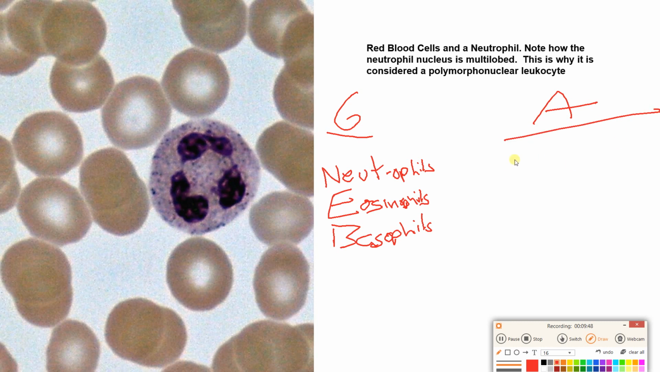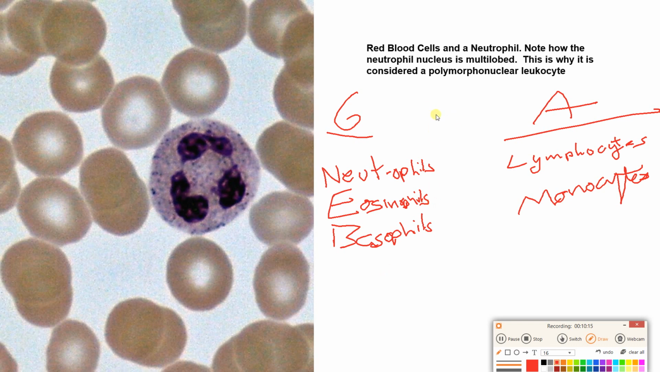There are two varieties of the agranulocytes. There's one type called the lymphocytes, which, surprise, surprise, are abundant in your lymph nodes. There's another one called the monocytes. Okay, those are my 5 varieties of white blood cells.